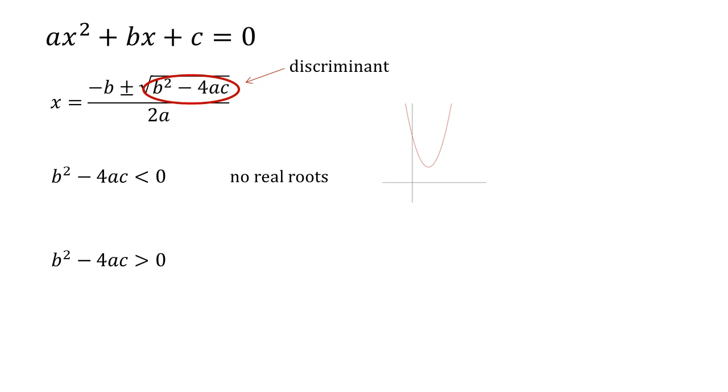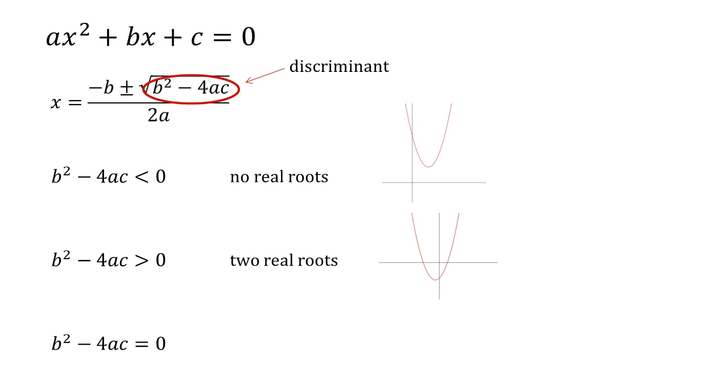Now, if b squared minus 4ac is larger than 0, well, we can square root any number larger than 0. We would get two answers for x. We'd get the positive root part and we'd get the negative root part. Hence, x would have two values. So we'd have two real roots and we'd have a graph that looks like this, crossing the x-axis and then coming back again.